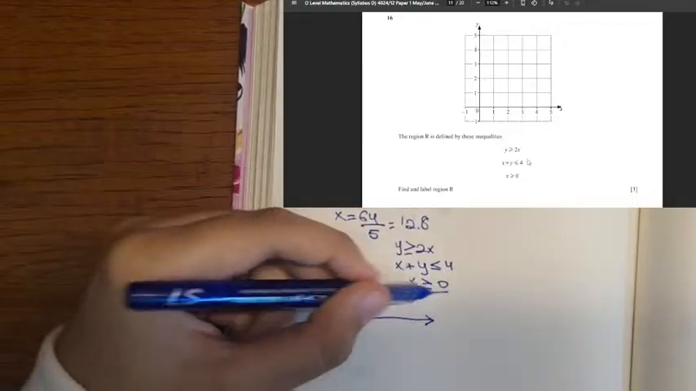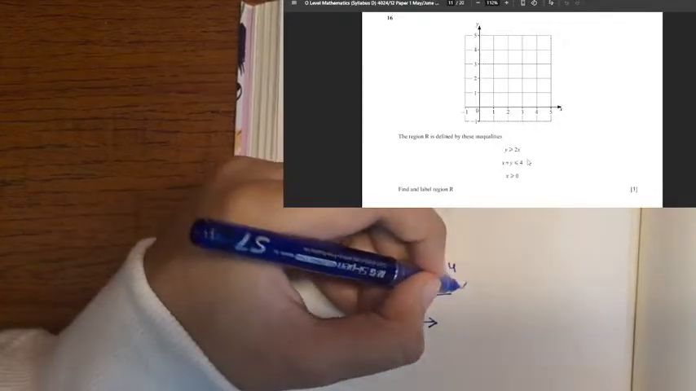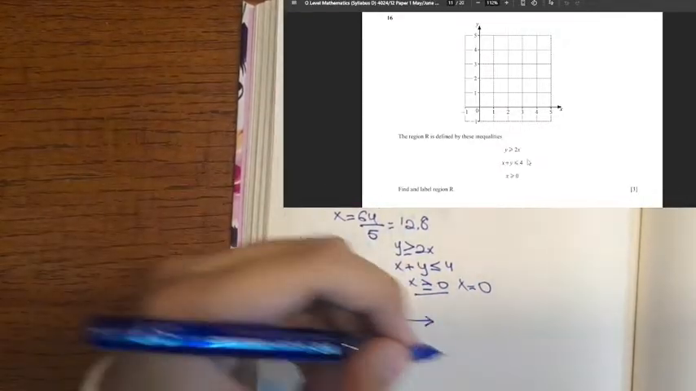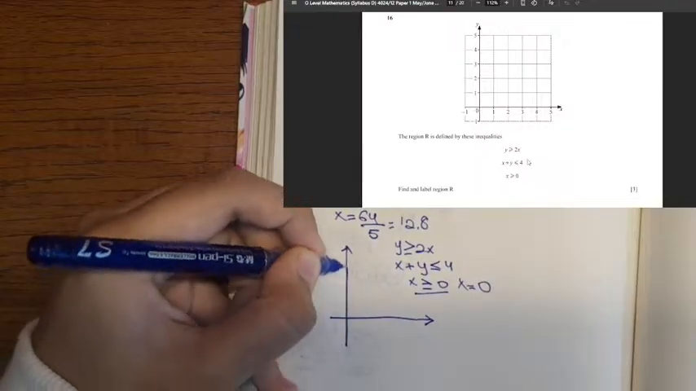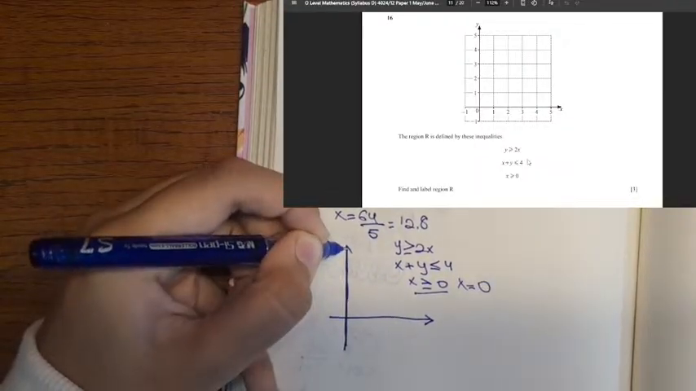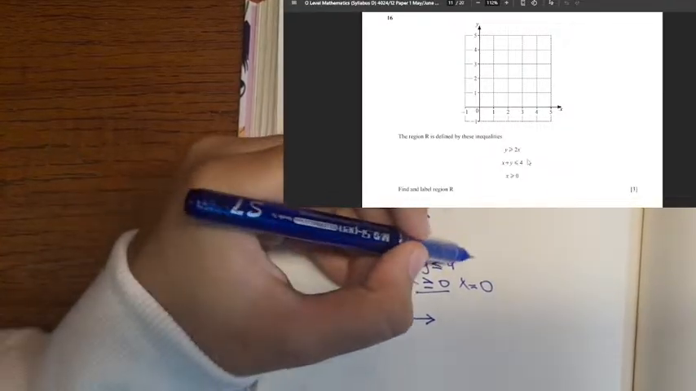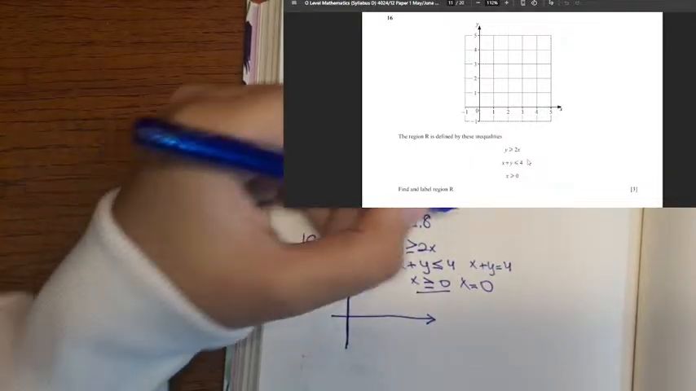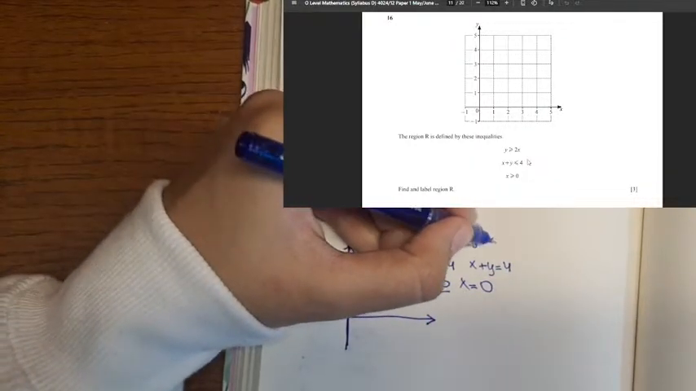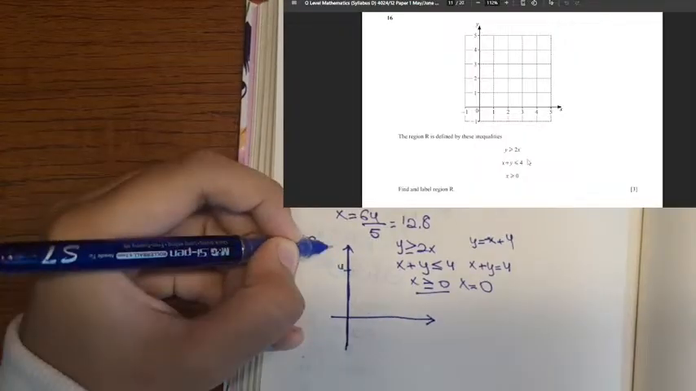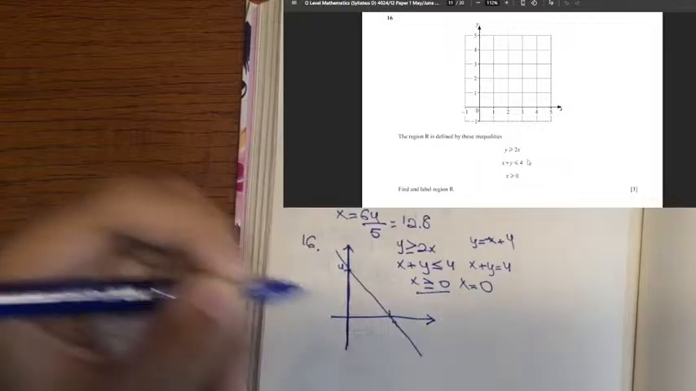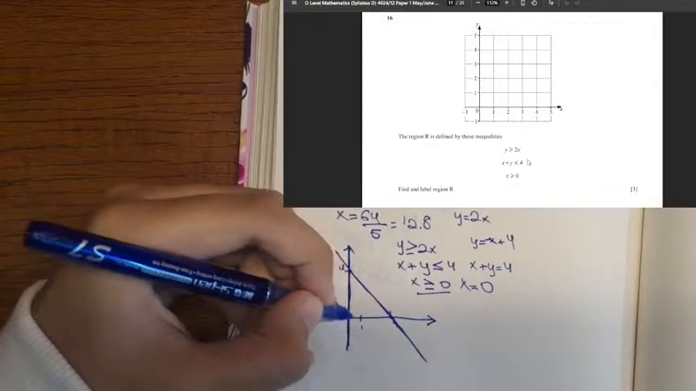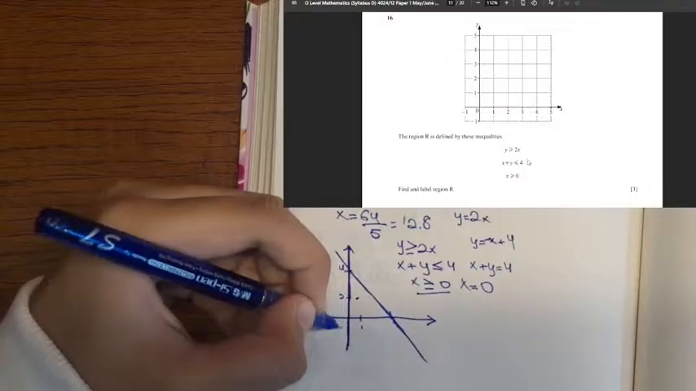Well, the line of x is greater than or equal to 0 first needs to be plotted at x equal to 0, which is basically the y-axis. So this would be our line. The next thing we have is x plus y is less than or equal to 4, which is x plus y equals 4. So that would be a line that goes a certain way like this. So this would be another line. And y is equal to 2x. So that would be somewhat like this.